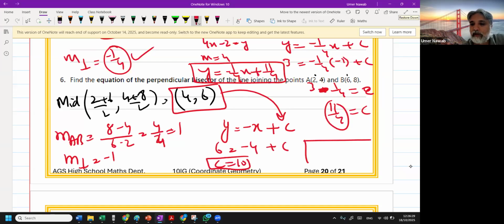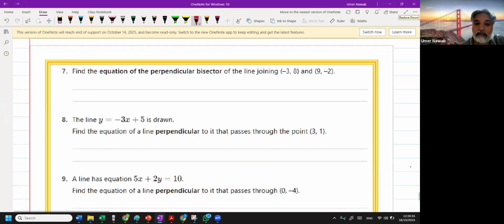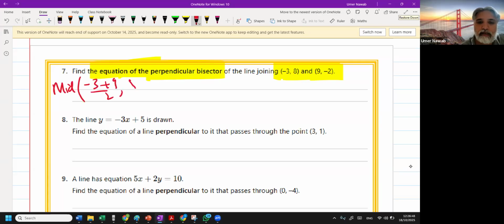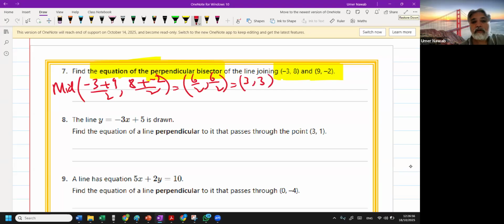What is the equation of a perpendicular bisector now? y is equal to negative x plus 10. I hope it is clear to you. The next question is also on perpendicular bisector. So for a perpendicular bisector, I need to find the midpoint. Midpoint is negative 3 plus 9 over 2, and 8 plus minus 2 over 2. So that gives you 6 over 2 and 6 over 2. That gives you 3 and 3. So the midpoint is found. That will be helpful to get the value of c.